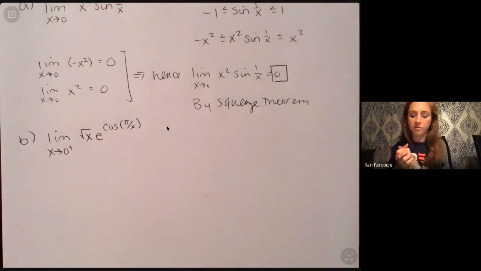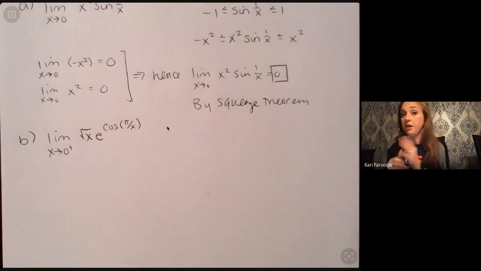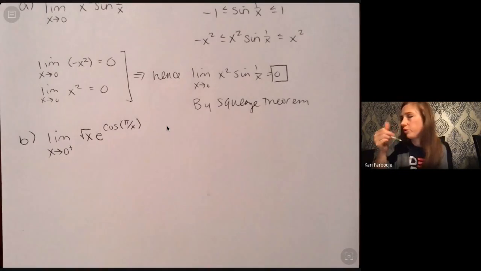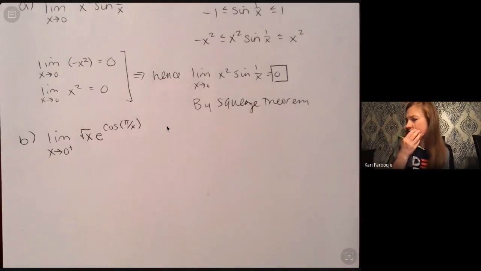Okay, so the square root of x times e to the cosine of pi over x. And again, if you're like, oh, no big deal, I'll do this using direct substitution, well, that's going to be a problem for you for the same reason that it was a problem for A. You can't take the cosine of pi over 0. You don't know what that is. You can't divide by 0. So you can't say, oh, 0 times the cosine of an undefined value is 0. It doesn't work that way.